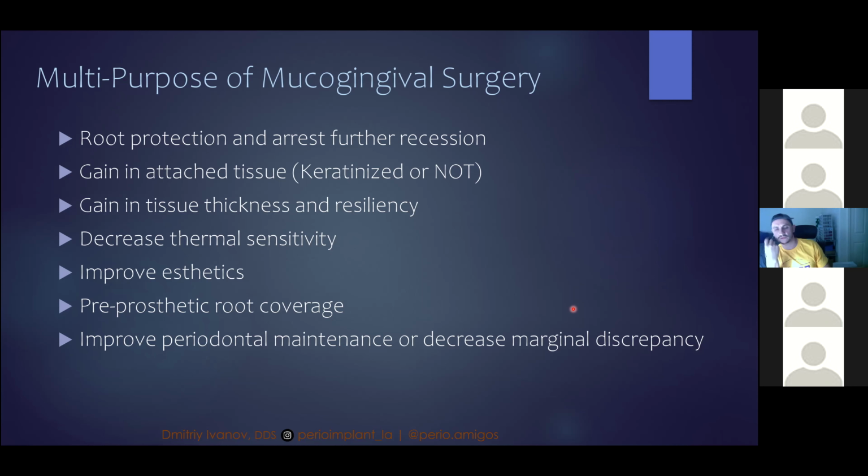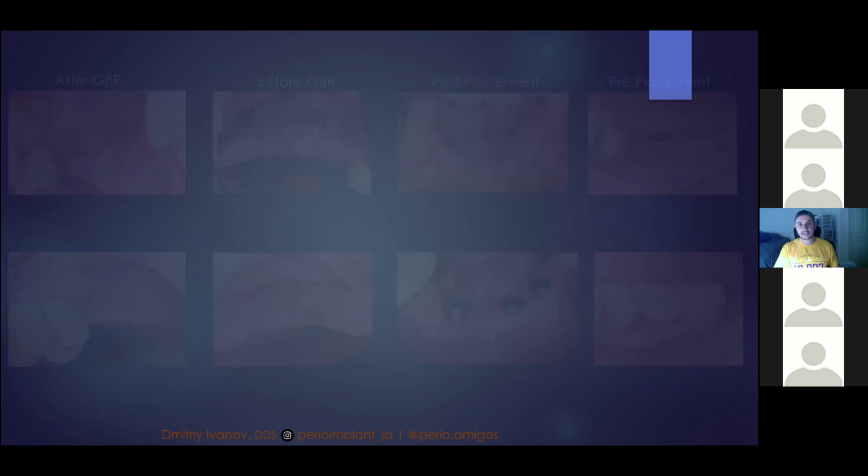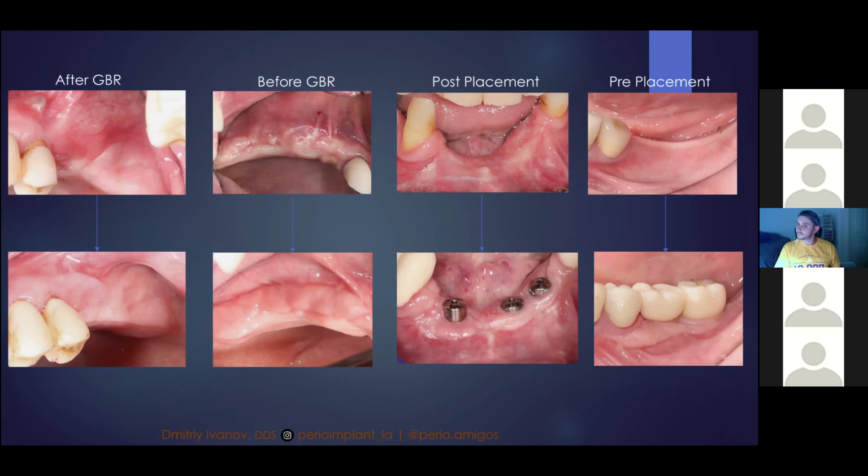So those kind of defects are very hard to maintain sometimes because they're on a different level as the rest of the tissue, right? One recession on one level and then the rest of the gingiva is at the other level. So it's harder to brush sometimes. By bringing everything to the same level, patient's able to maintain better. These are very common implant-related procedures that we do.